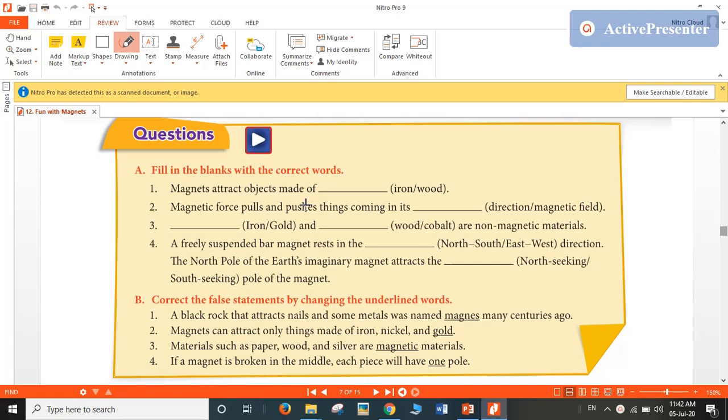In today's video, we will solve in-text questions and textual exercise of this chapter. So let us start with the first in-text exercise. Fill in the blanks with the correct words.